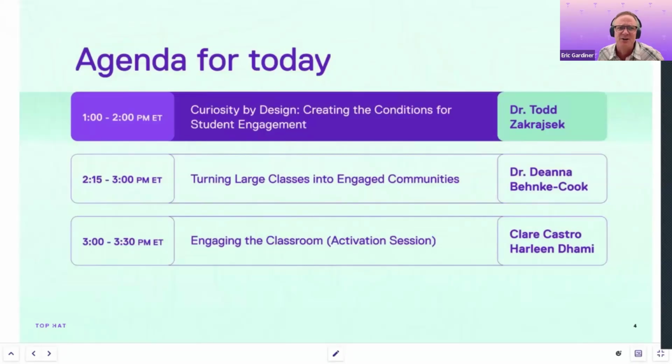We've got Deanna Benke-Cook from the University of Guelph, Ontario, who will share her experience with Top Hat, turning large classes into engaged communities. And to wrap up the day, we have our Engaging the Classroom activation session with Claire Castro and Harleen Dami from Top Hat. So this dynamic duo will highlight a few of the many ways you can use Top Hat to foster community and spark greater participation in your course.